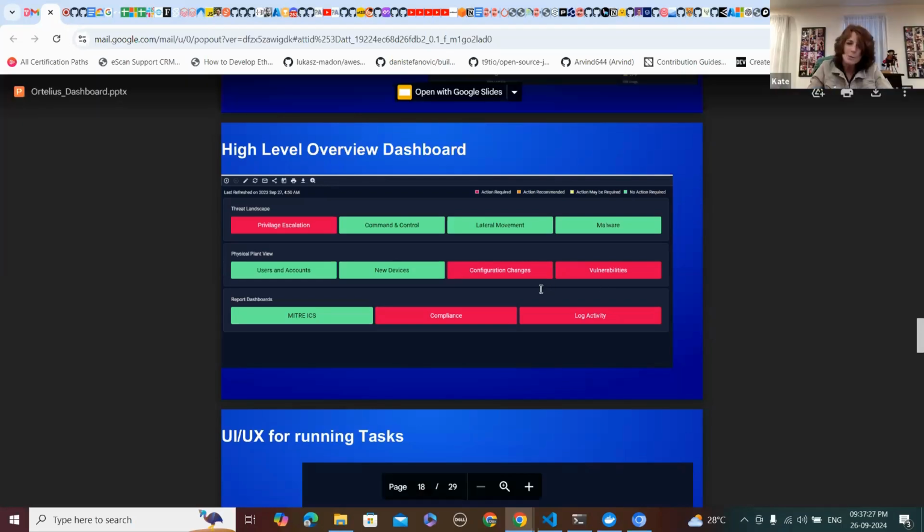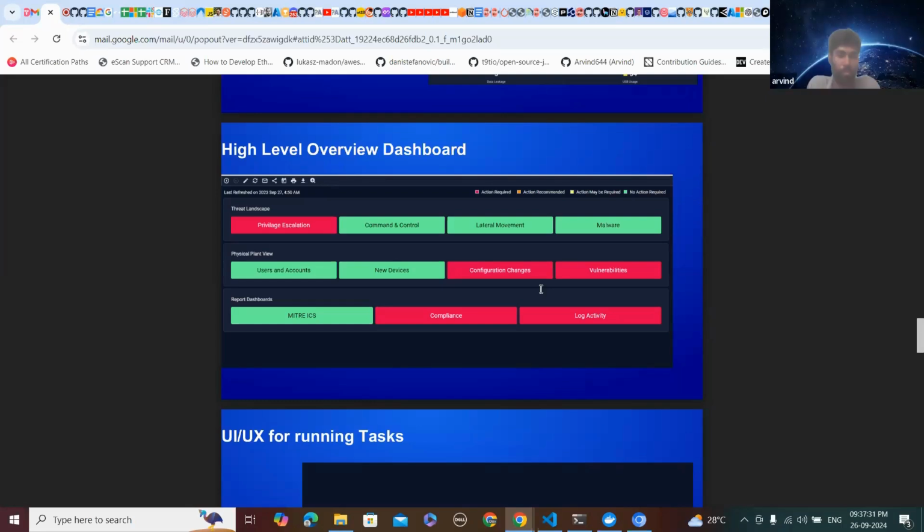Maybe we make one vulnerabilities. I don't know. Yeah, exactly. I think possibly vulnerabilities would be another one to move up into the threat landscape. Common attack vectors, or is that too big? I think attack vector would go into the plant view.